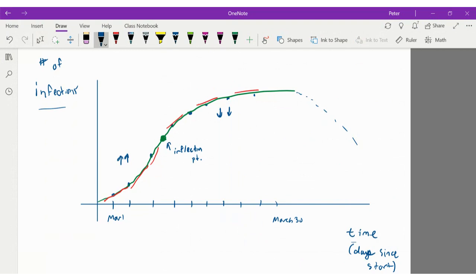I don't know which country this is, but if you imagine this as being March 1st over here and March 30th, this is roughly what we've been seeing in the world today. So we've been talking about the bending of the curve. If you notice, right up to this point, the infections look almost like they're growing exponentially.